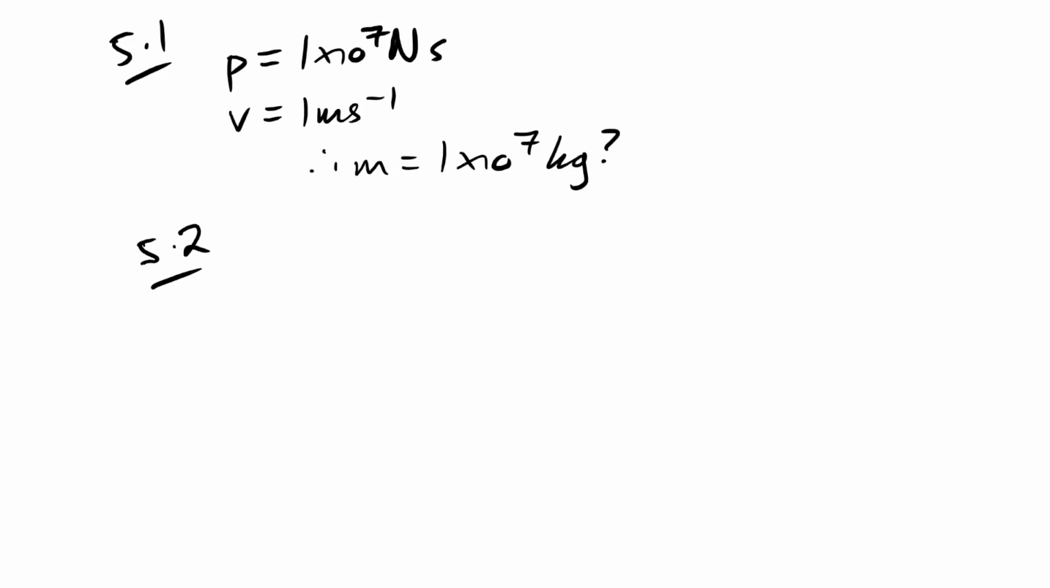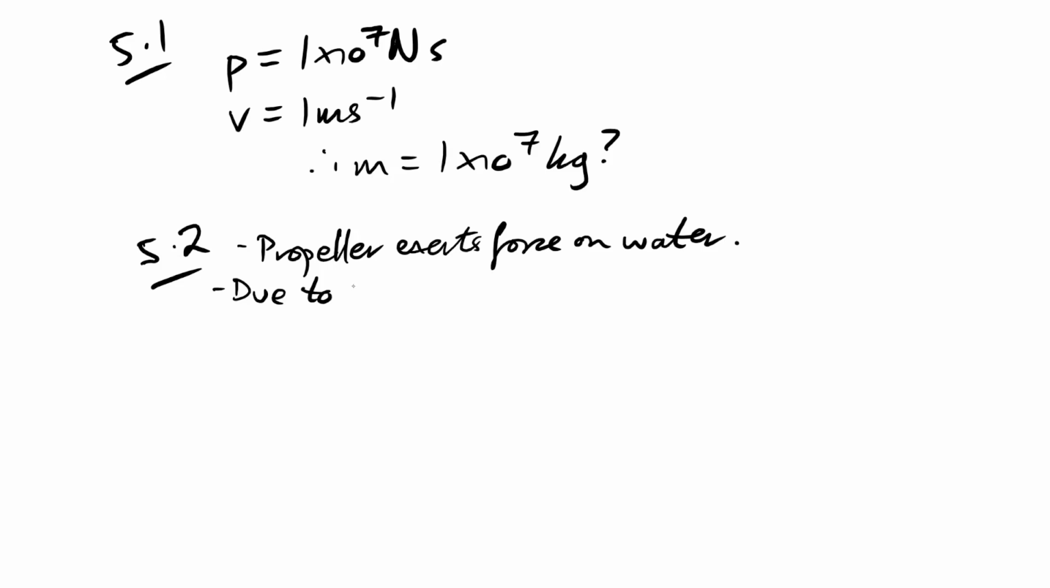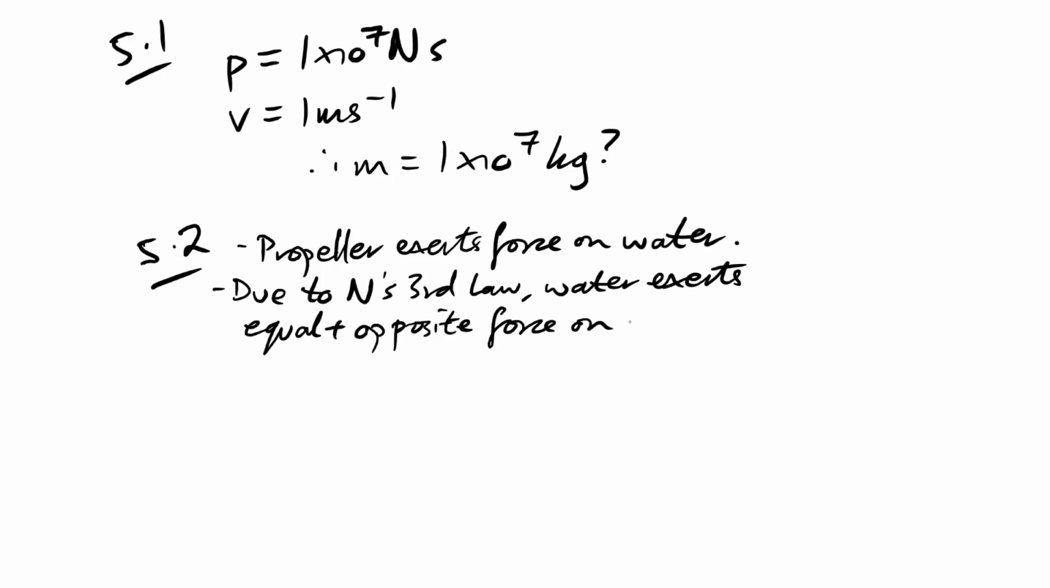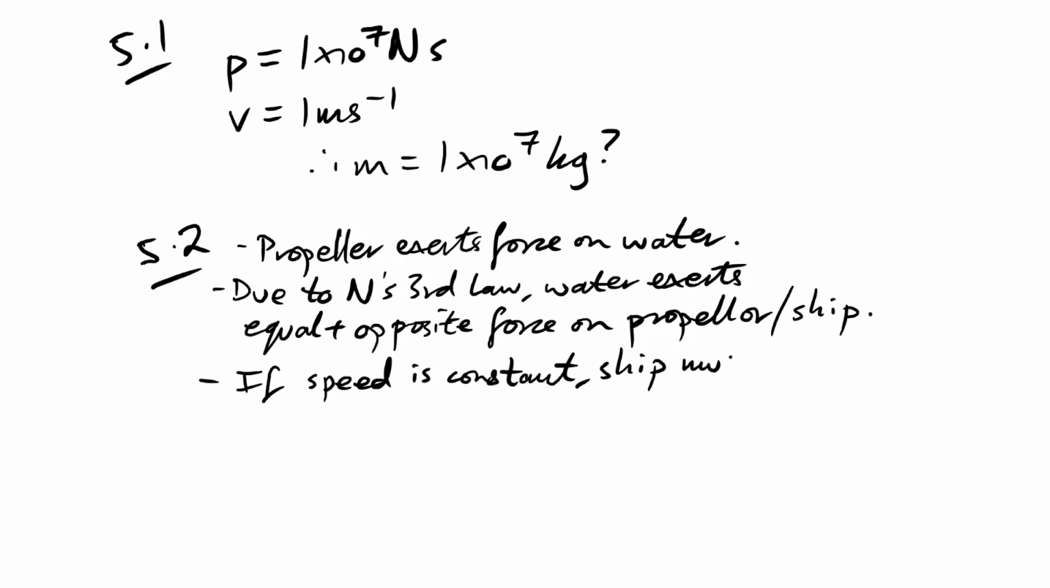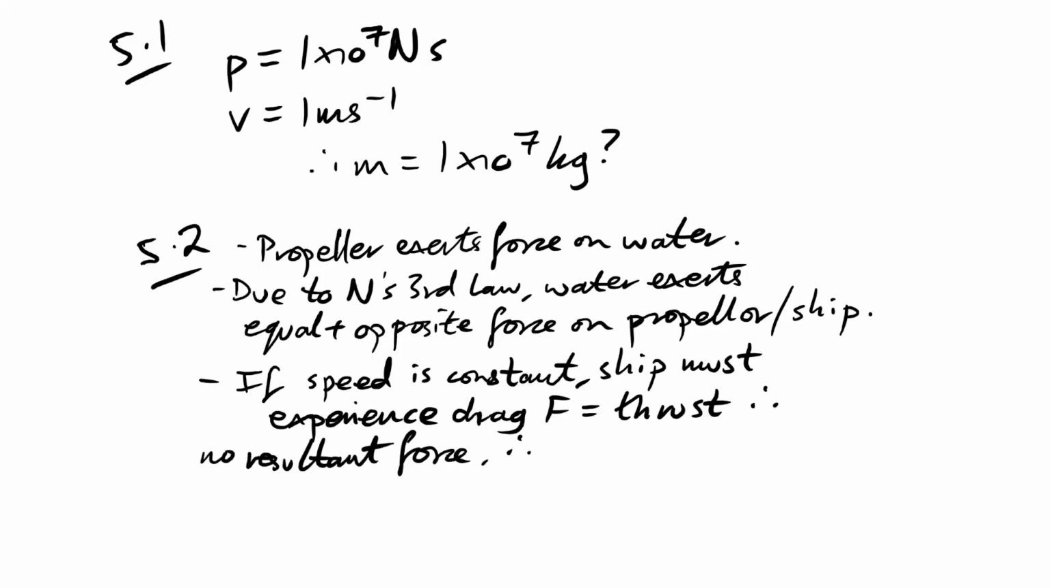Okay, so how does the thrust of the propeller make it go forward? Propeller exerts force on water. Due to Newton's third law, water exerts equal and opposite force on the propeller and therefore the ship. However, if speed is constant, the ship must experience a drag force that is equal to the thrust, therefore no resultant force, therefore no acceleration. And that is Newton's first law of motion.